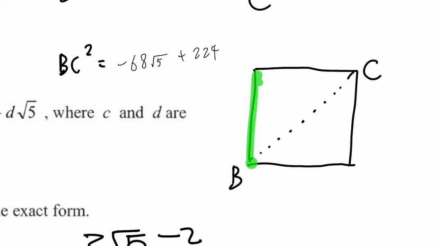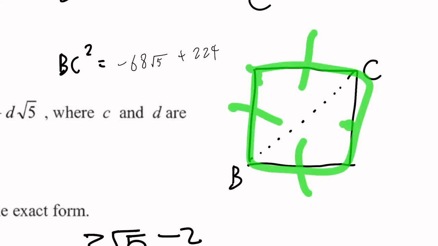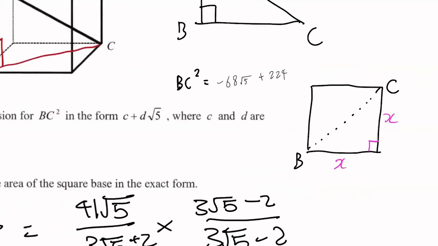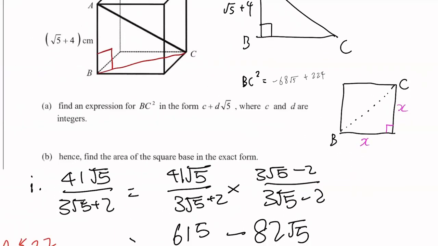So what we have is BC squared. What else do we know about a square? All 4 lengths are the same. So that means we can have a length, let's call it X, here and here. What angle is this? Right angle. What kind of triangle is this? Right-angled triangle. What theorem can we use? Pythagoras. So from there, we can find out the area of the square base by finding the value of x.